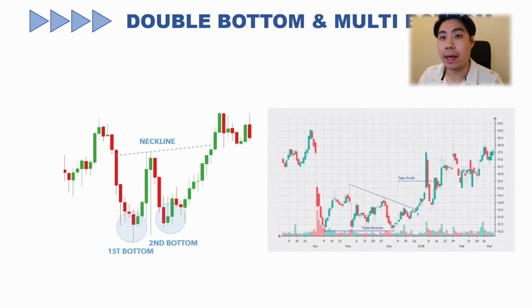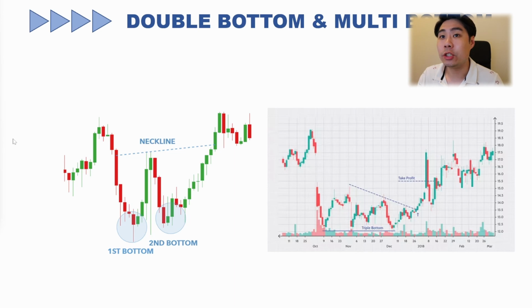Let's continue and end this session with double bottom and multi-bottom, right? This again essentially tells the same story as the double top, except in the opposite direction, right? So instead of a resistance, it will be a support at the bottom. And because there is a support and it was able to support the price point multiple times, it's likely the price will go back up.